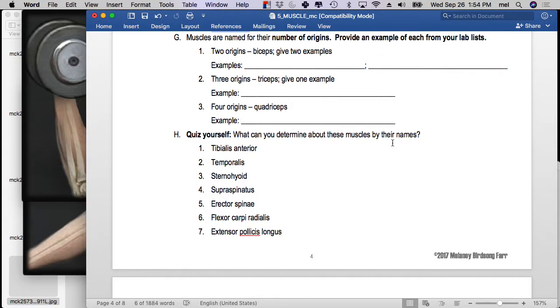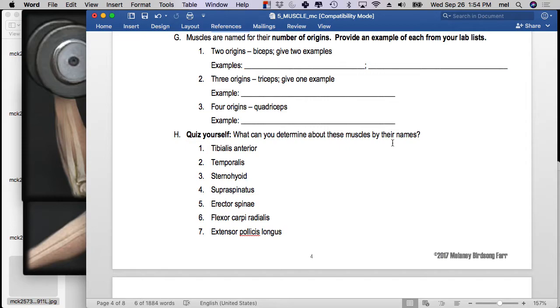Three origins is triceps. And one example, of course you know it, is triceps brachii. You have the long, lateral, and medial heads of the triceps. Please remember that the long refers to the length of the tendon, not to the length of the muscle, which can be confusing if you expect it to be the muscle that is longer. And then quadriceps. These actually used to be considered one muscle, so they called it the quadriceps muscle, but now there are four of them, and they have four different origins with the same common insertion, so they just call it the quadriceps group, the quadriceps femoris group.